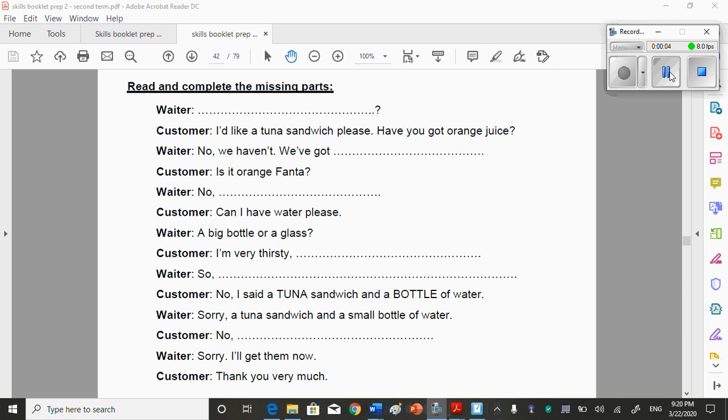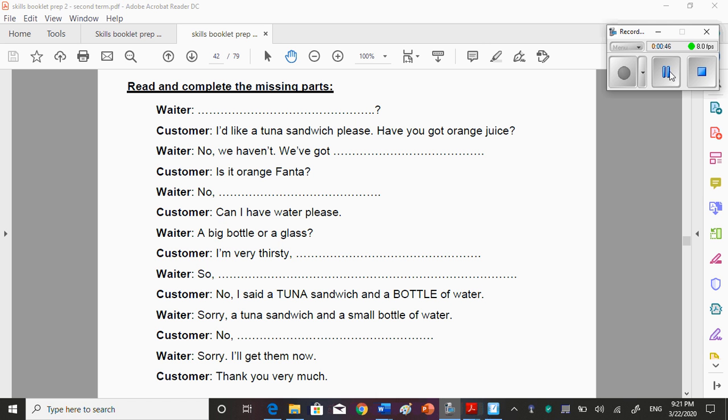Dialogue, Part 2. Now we are going to complete the missing parts in the dialogue, so we can learn how to make a full, complete dialogue by ourselves. We will do the first one, page 42. It's a restaurant dialogue, a conversation between the waiter and the customer. Before we complete, the first thing we have to follow is to read all the written words so we can guess what the missing parts are going to be.